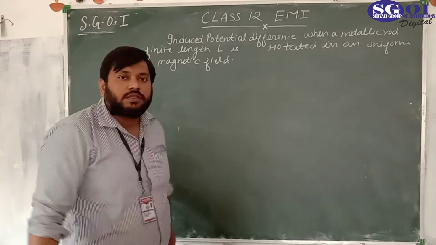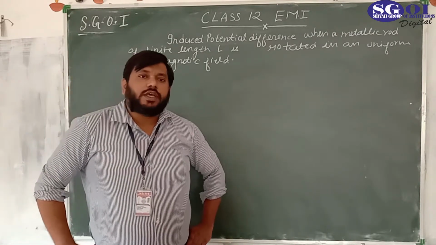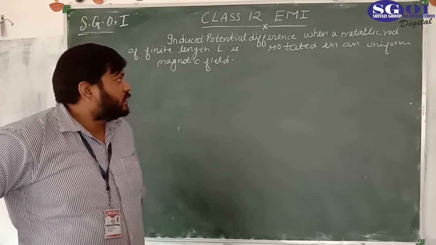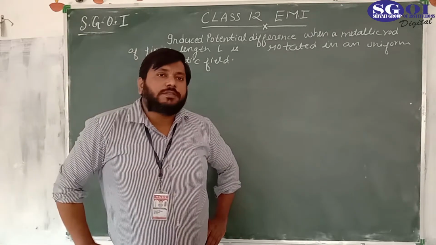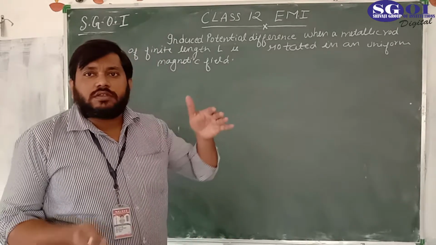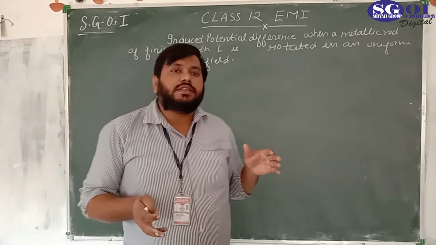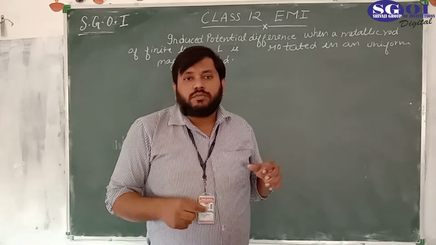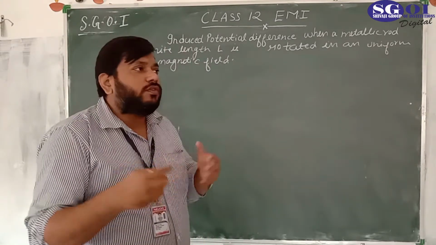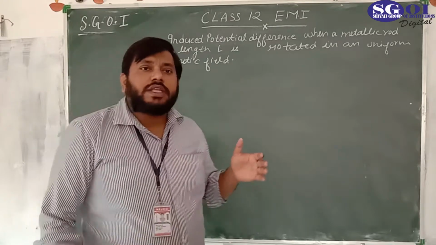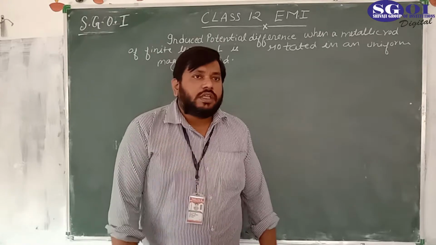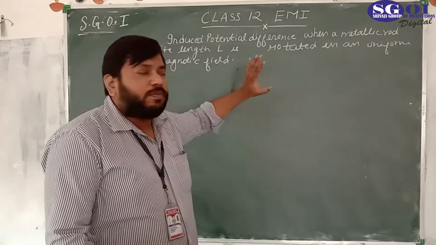Good morning, students. In this video lecture, we are going to continue the chapter electromagnetic induction. In the previous video lectures, we have studied a derivation, which is when a metallic rod of finite length is moved in a straight line with constant velocity in a uniform magnetic field. We have seen what the formula for induced voltage across the end of the conductor is. Now we are changing the topic, we are changing the case.